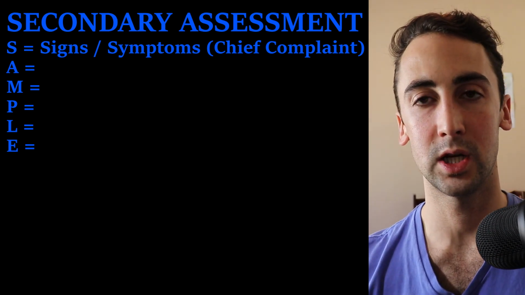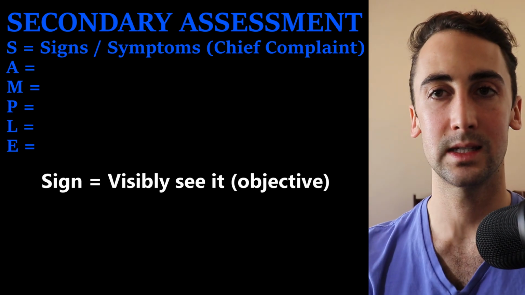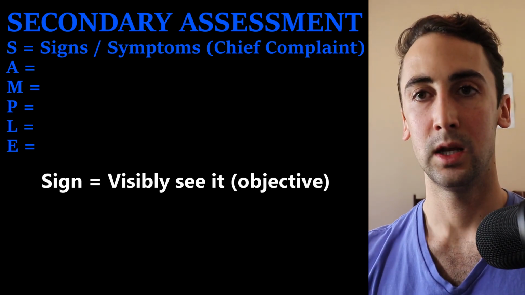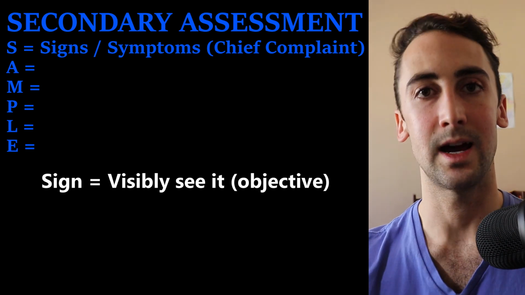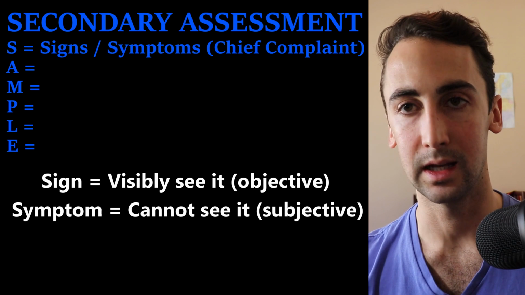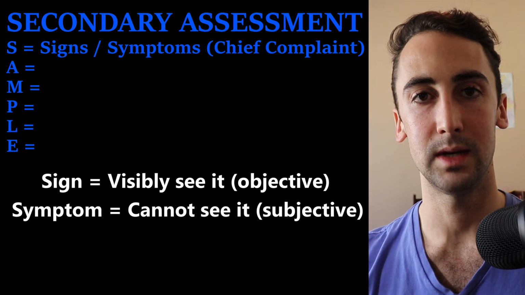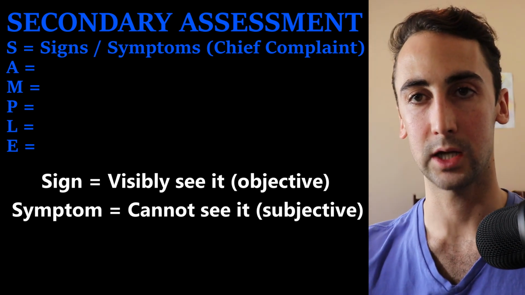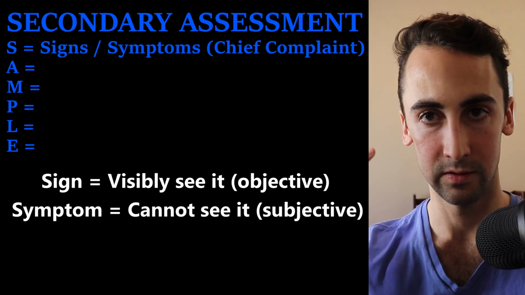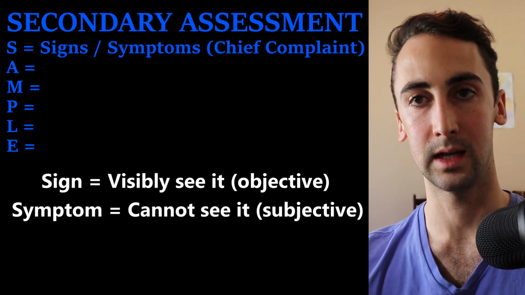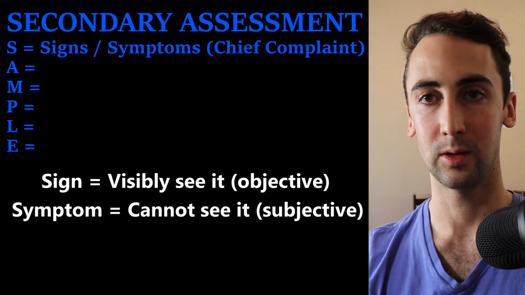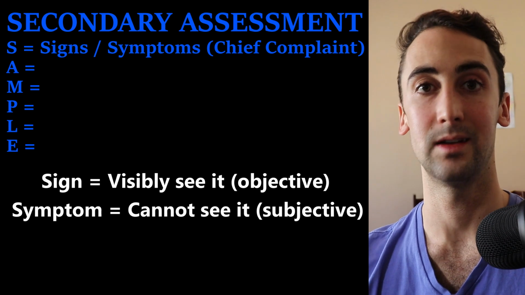That's going to be their signs and symptoms. An important differentiation between the two: a sign is actually something that we can visualize. So let's say they're breathing really quick, that's a sign. A symptom might be something like a headache. It's more subjective, is what we call it. So that's something going on with the patient that we can't visualize, but the patient is telling us, hey, I have head pain or I have a headache, whereas a sign is more objective. That's something that we can visually see with our eyes.